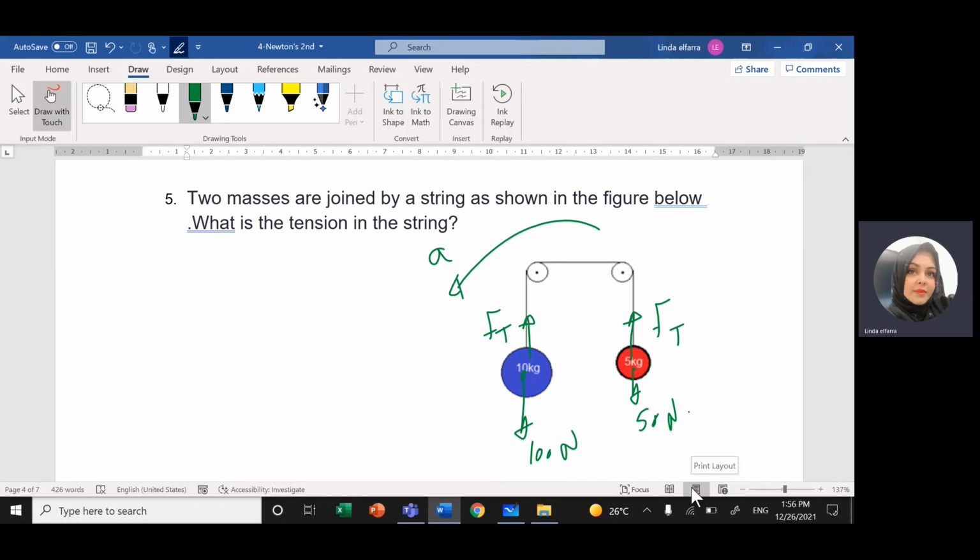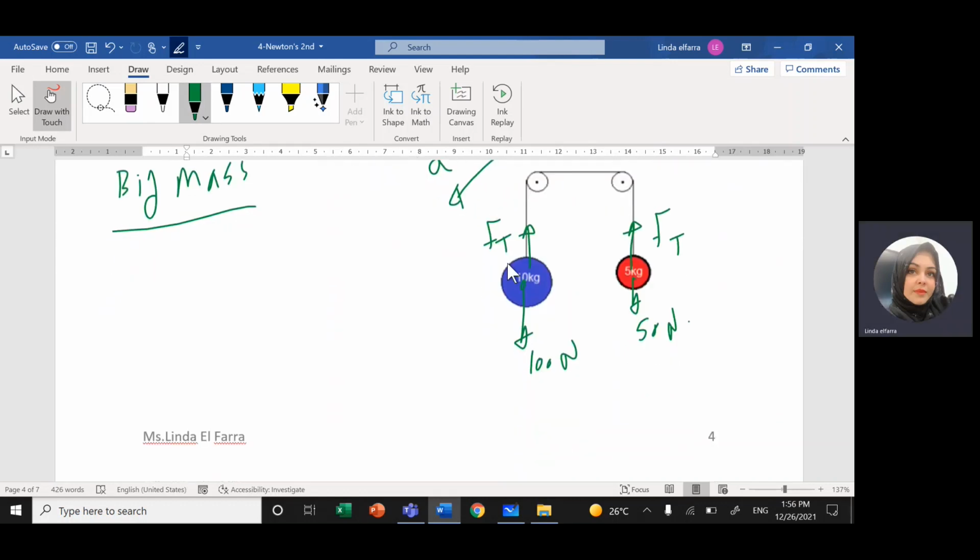Let's start with the big object first, the big mass, and then we'll go to the small mass. For the big mass, we're going to apply Newton's second law since we have acceleration. The summation of forces acting on this object will equal mass times acceleration. The forces in the direction of motion are positive, so I have 100 is positive, minus Ft, which is opposite to the direction of acceleration, so it is negative, will equal 10 times the acceleration, and this is equation 1.